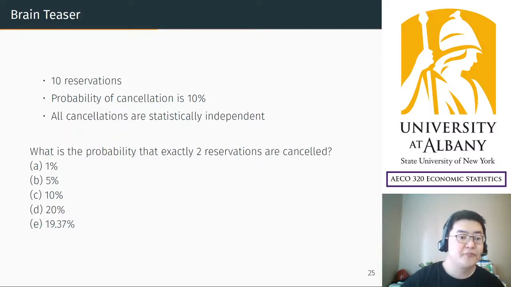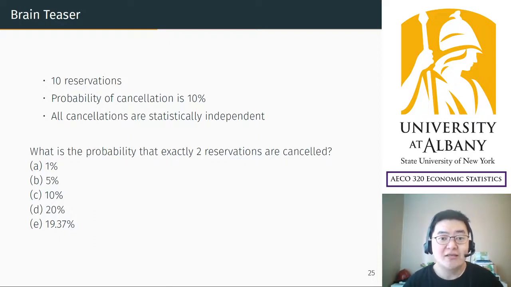Hello guys. Last time we considered this practice question, a brain teaser about the number of cancellations among 10 reservations. I asked what is the probability that 2 reservations are canceled among 10 reservations, where for each reservation the probability of cancellation is 10% equally, and they are independent. Then we know the answer.